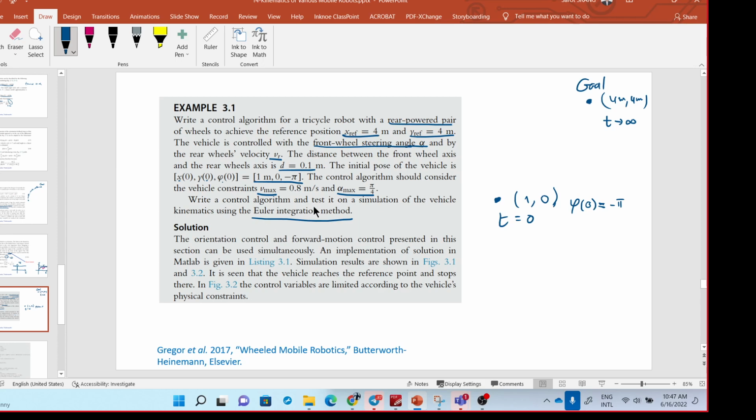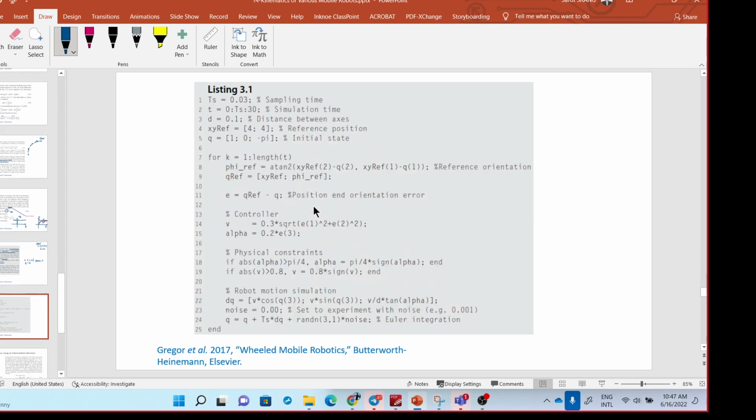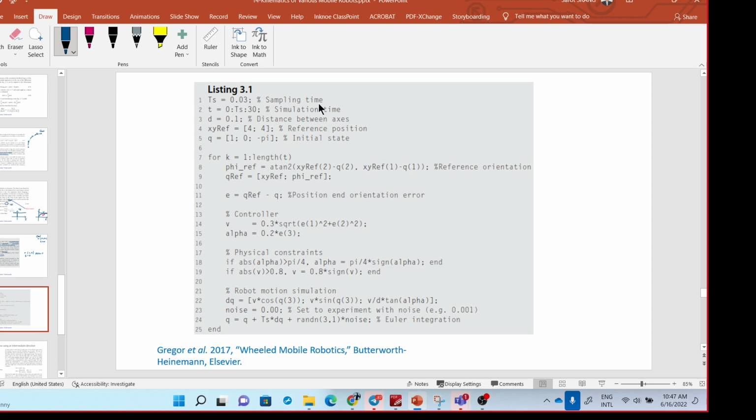Euler integration method: just the right hand side times the sampling time, and plus the state in the previous time step. So it's very easy. So I think we can directly see the code. First, choose the sampling time, create a duration from 0 to 30 seconds, incremented by the sample time 0.03 second. Distance, okay. Reference is 4 meter for each h ref and y ref.